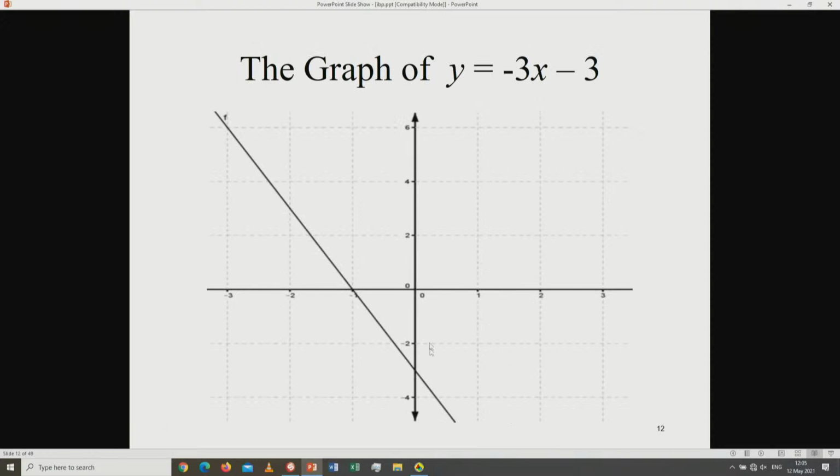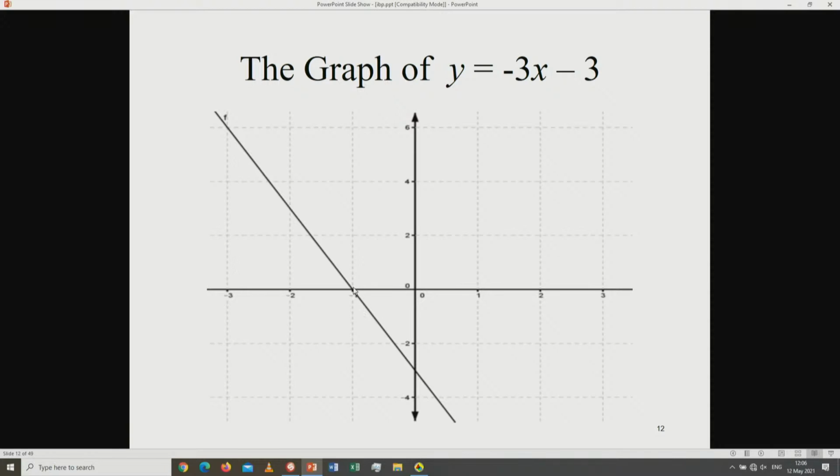Let's see how the sketch looks like. Then we have 0, minus 3. Here it's a minus 3. That is a what? That is the y-intercept. Remember how we obtained that? We substituted x by 0. So minus 3 times 0 is a minus 3. Then we have it.